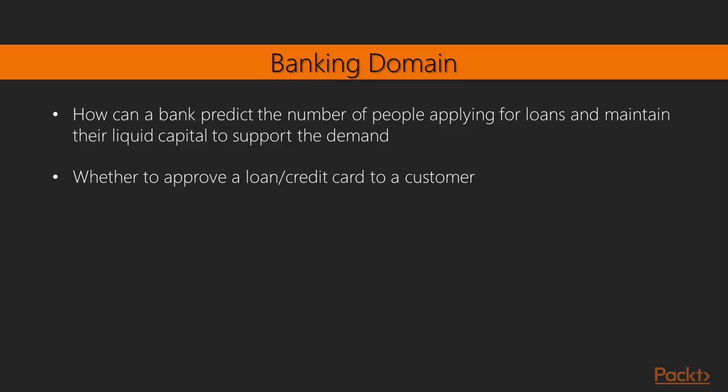In the banking domain, how can a bank predict the number of people applying for home loans, car loans and personal loans so that they can maintain their liquid capital to support the demand? Also in the banking domain, the probability of default can be estimated using regression methods so that a bank can decide whether to approve a loan or credit card for a customer.